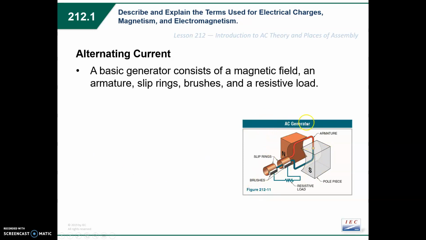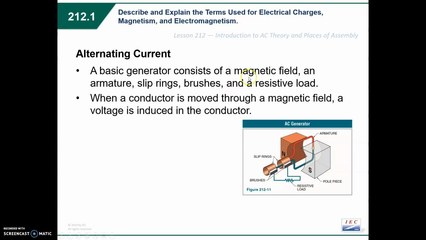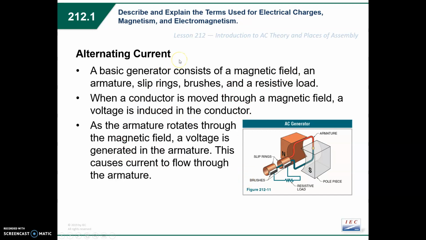Your armature is going to spin in between the pole piece here, as they call it. Basically, as this thing spins through these magnets, they create an electric field. When a conductor is moved through the magnetic field, a voltage is induced in the conductor, and as the armature rotates through the magnetic field, a voltage is generated in the armature. This causes current to flow through the armature. So if we think back, we know electricity is basically the transfer of free electrons from one atom to the other in the conductor, in the copper. So the copper atoms are actually exchanging electrons.